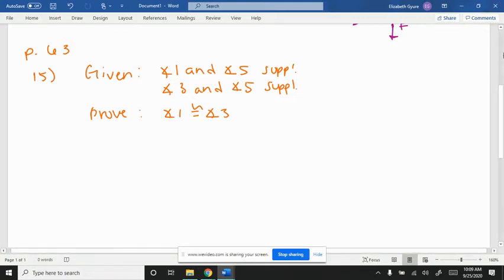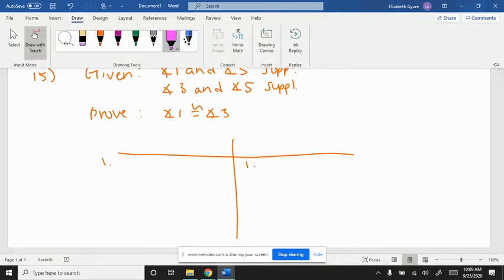So step 1 was just your given. So you just copy that one down. Angle 1 and 5 are supplementary. Angles 3 and 5 are supplementary. What's always your first reason given? So I guess I'll copy it down so we can see it. So 1, 1.